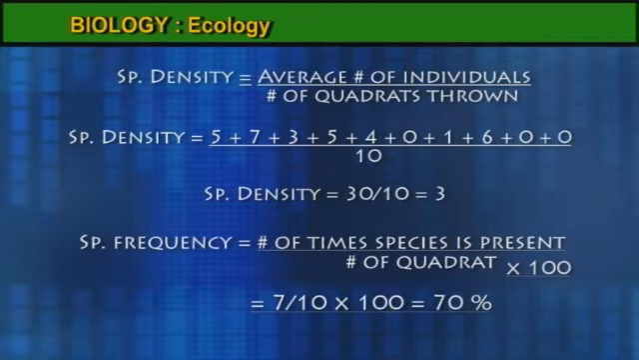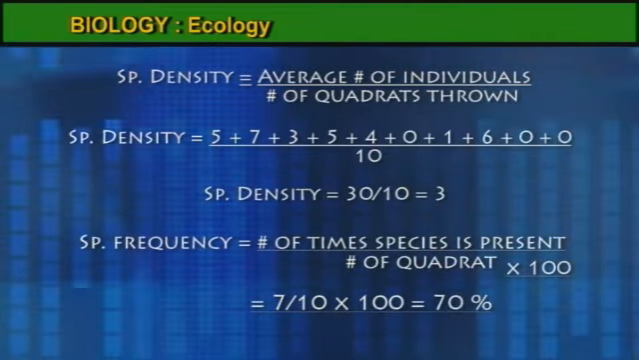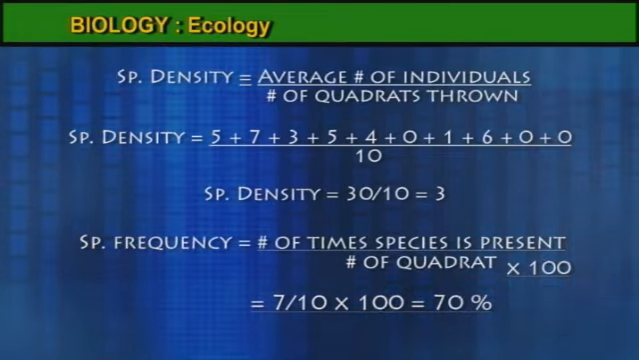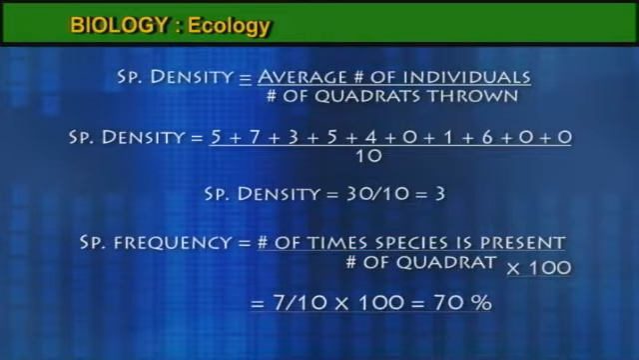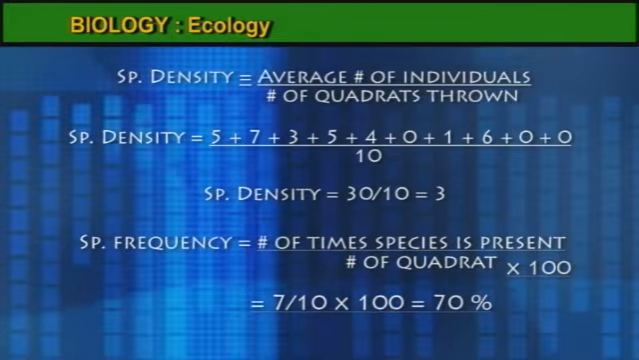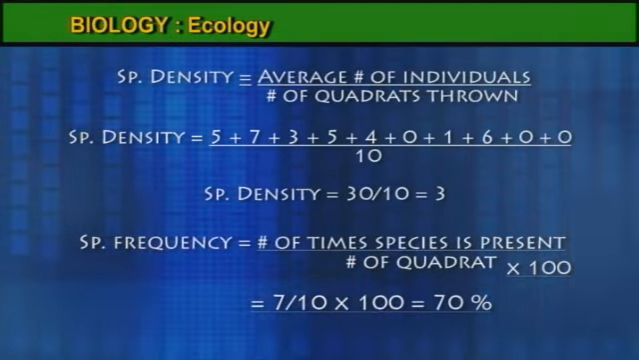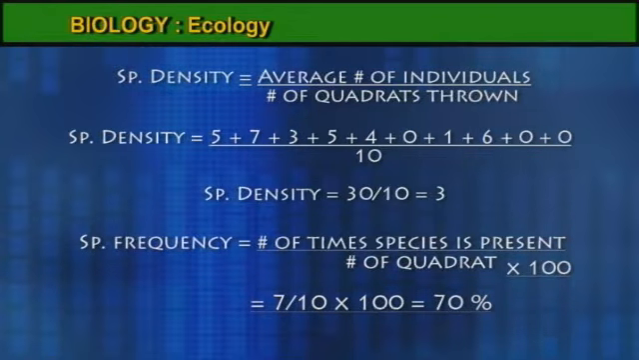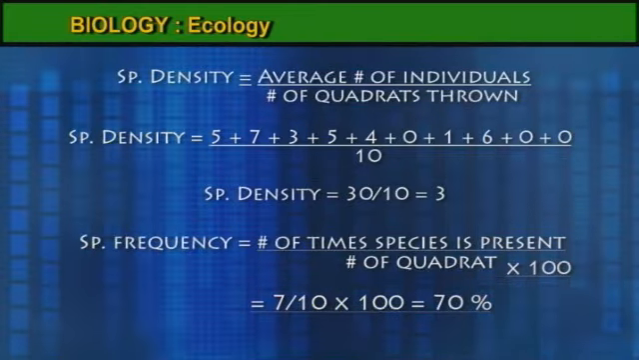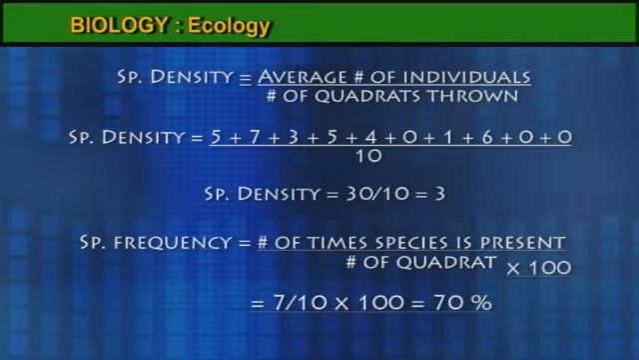The species frequency, however, would be the number of times the species is present in the total number of throws. For example, from the sample, the species was present in 7 out of 10 quadrats thrown randomly. The species frequency is therefore 7 out of 10 multiplied by 100, equaling 70%.